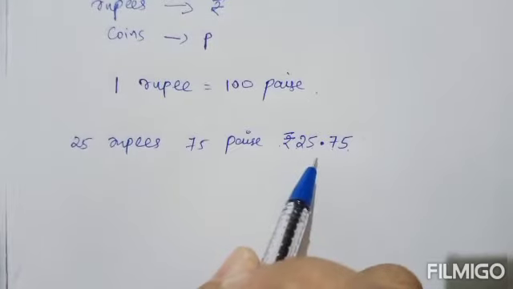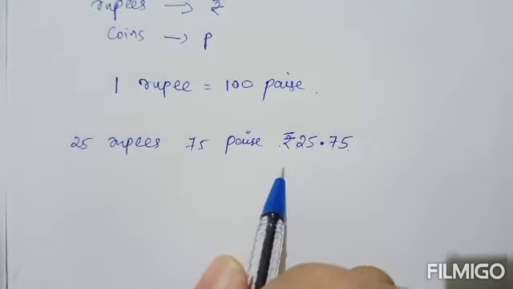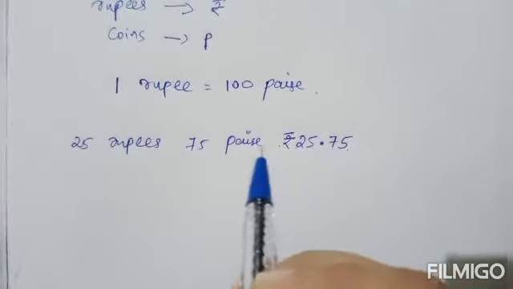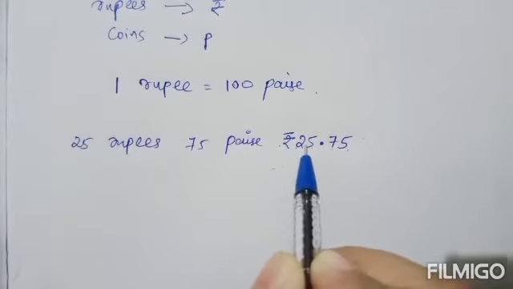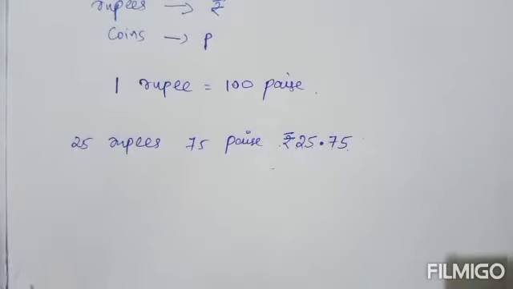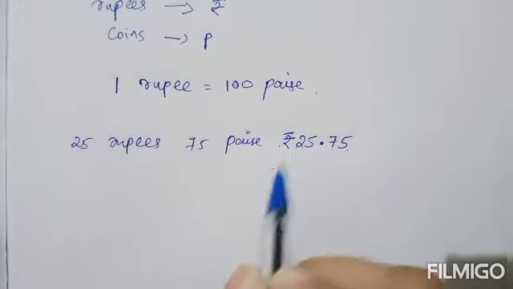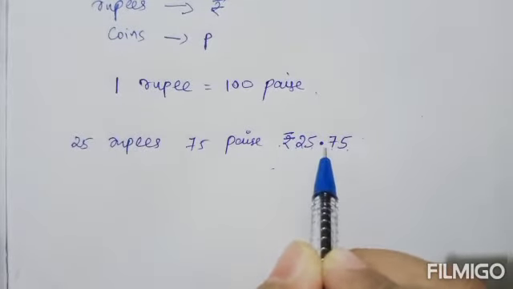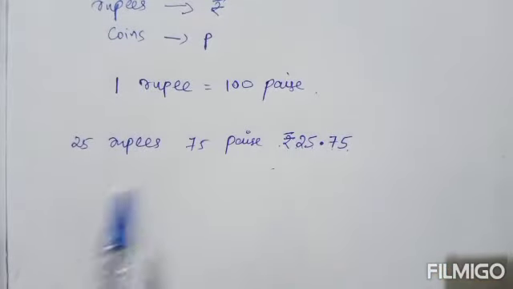Or in number form you can write like this. Now in words, how can you write it? Rupees 25 and 75 paise. First write rupees, then 25 and 75 paise. In this way we will write.